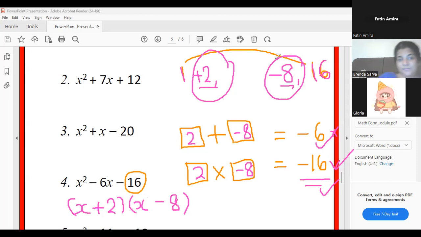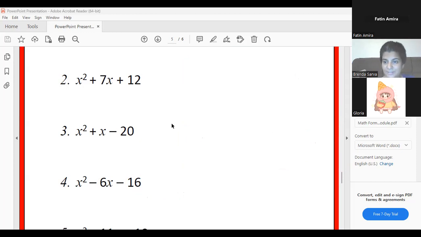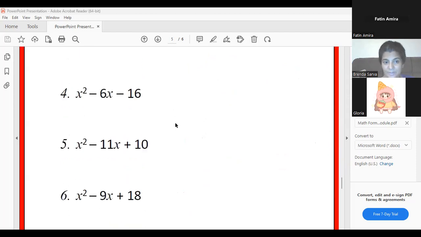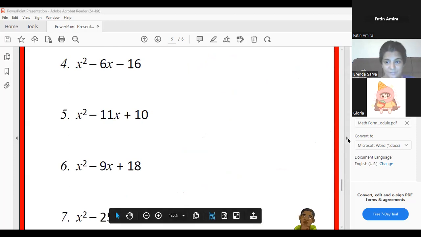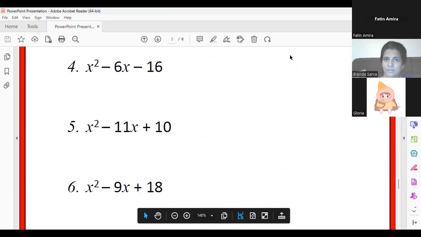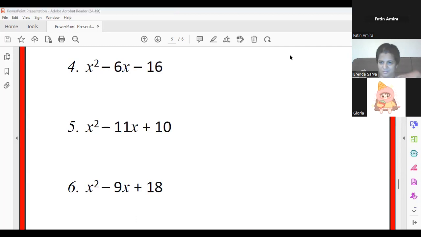Girls, done 4 questions, close to 5 earlier. Do you understand now how to factorize easily? Okay, literally quite easily. It's not that difficult. Do you think this is difficult? What do you think? Can I have some feedback? Do you think this is doable?